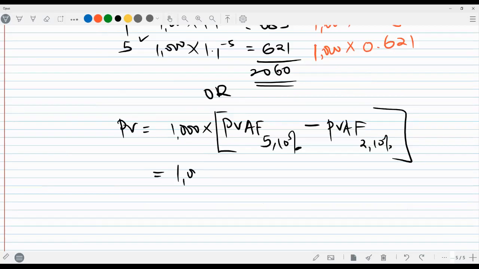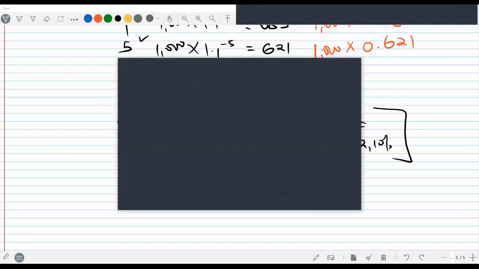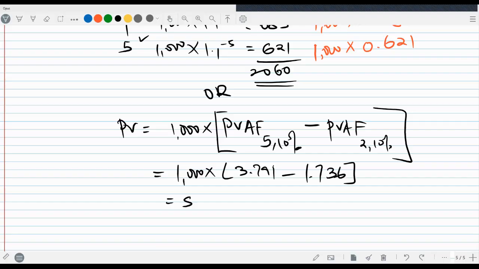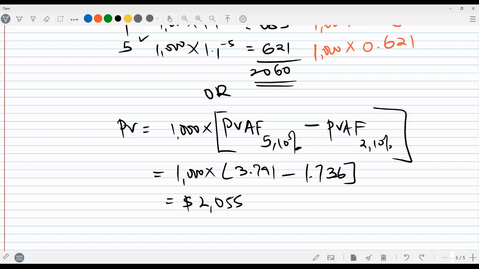Therefore, the present value will be 1,000 times the factor 3.791, which is for 5 years, 10%, minus the factor for 2 years, 10%. From the tables, let me go back to the tables, the factor for 2 years, 10% is 1.736. Therefore, minus 1.736, and you get how much? $2,055. More or less the figure you just obtained there, 2,055.